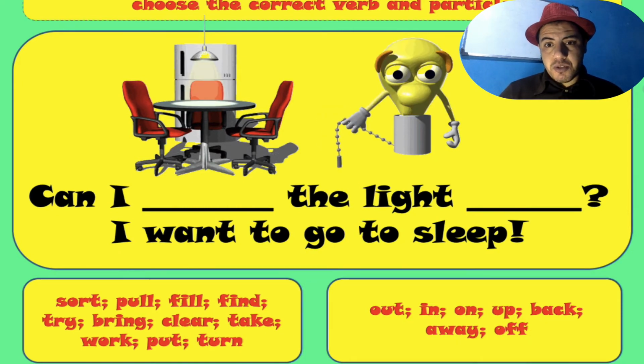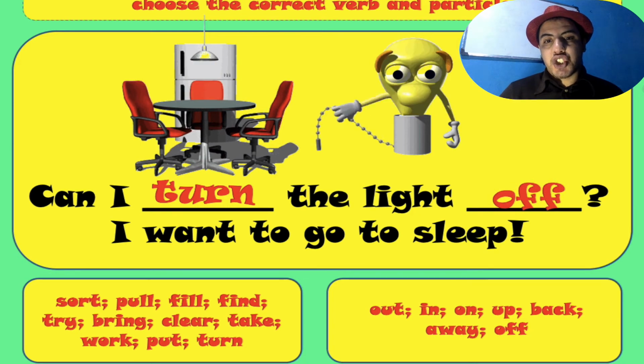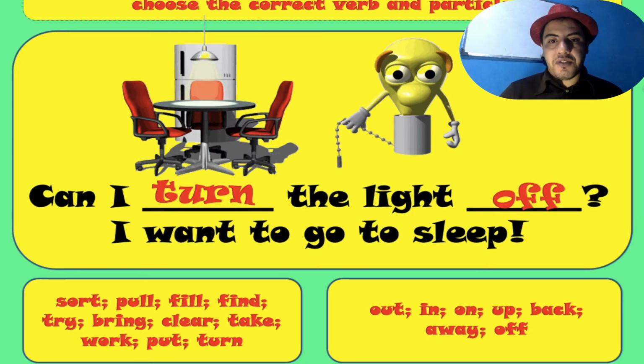Another example we have, can I something the light? I want to go to sleep. So what do you think? Good. It is, can I turn the light off? Very good. Can I turn the light off? So the phrasal verb is turn off.